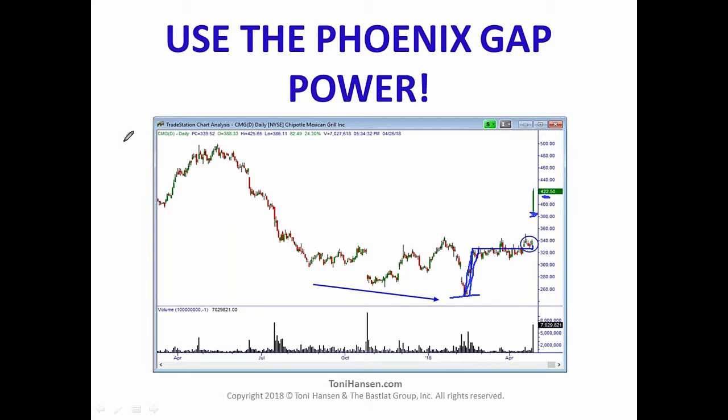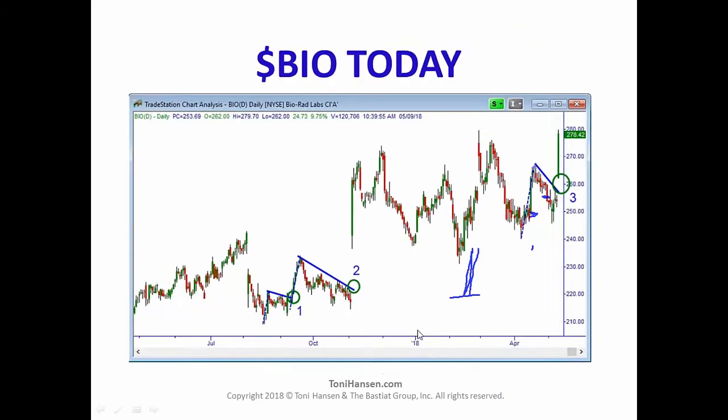So you will see that on CMG. We saw this here just this morning on BIO. BIO was on my pre-market list today. The reason this caught my attention was that within this channel, it had this pullback and the gap broke it out of that range.